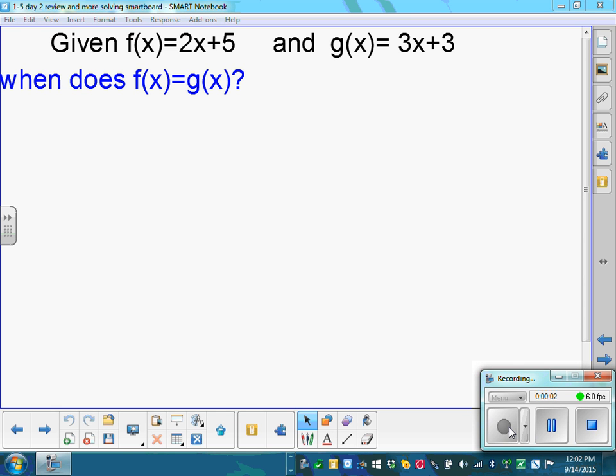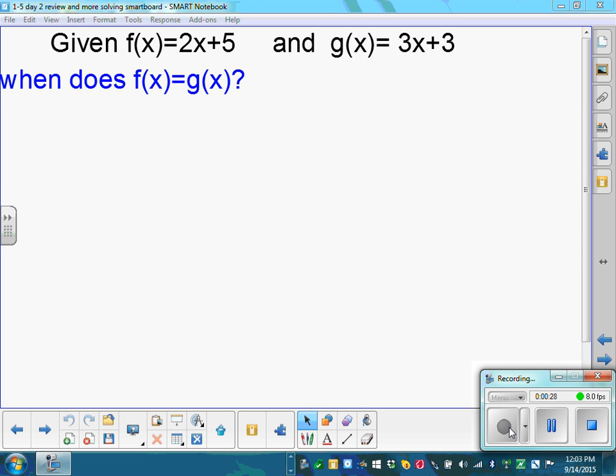Okay, with this one, guys, it says given f(x) = 2x + 5, given g(x) = 3x + 3, when does f(x) equal g(x)? So what we could do, guys, is take out our graphing calculators, graph both these lines, 2x + 5 is a line, we could graph 3x + 3, and then we could look and see where they intersected, and we could use our graphing calculator.